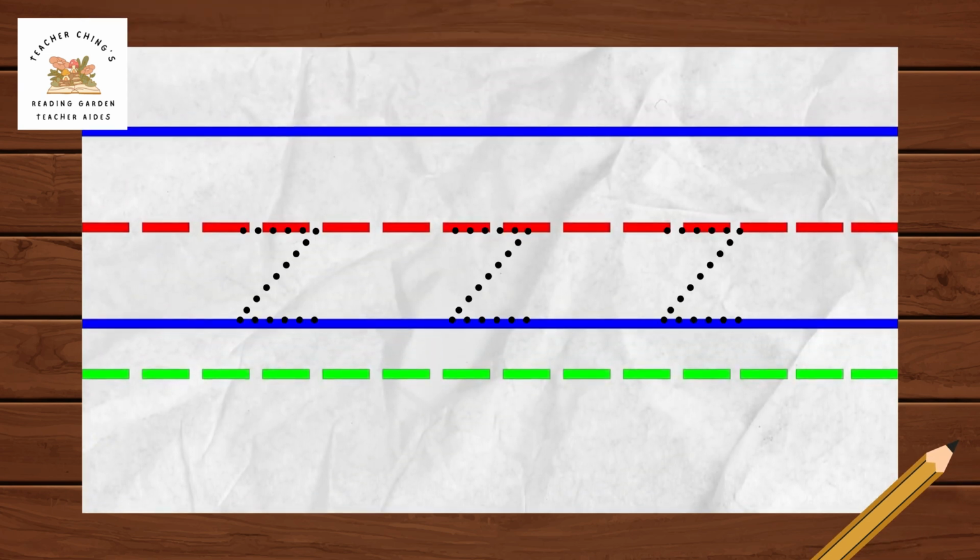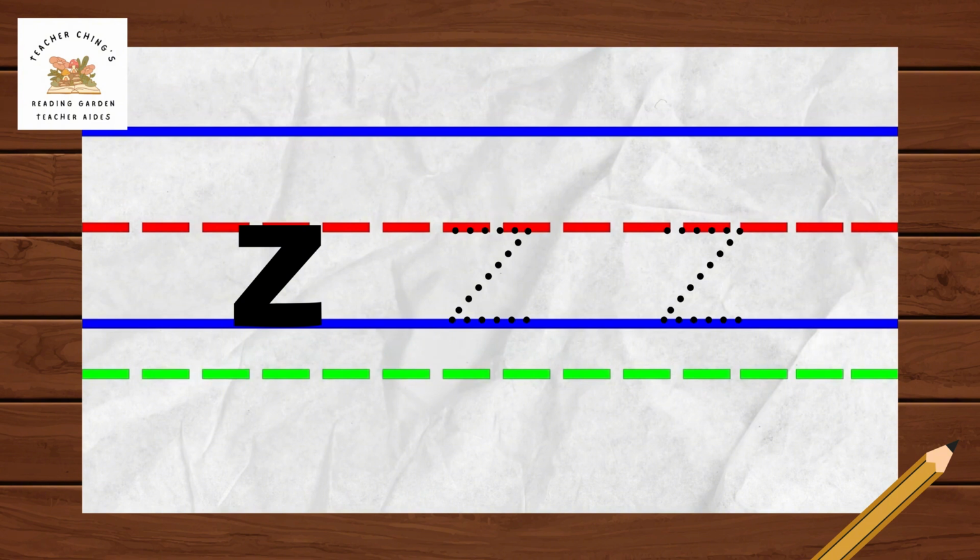Z is the short letter, so we start from the red broken line. And it's like the word zigzag. It goes zigzag. So, start from the red broken line. We go one line, sleeping line, and then we go a diagonal line and another sleeping line on the blue solid line. Did you see it?